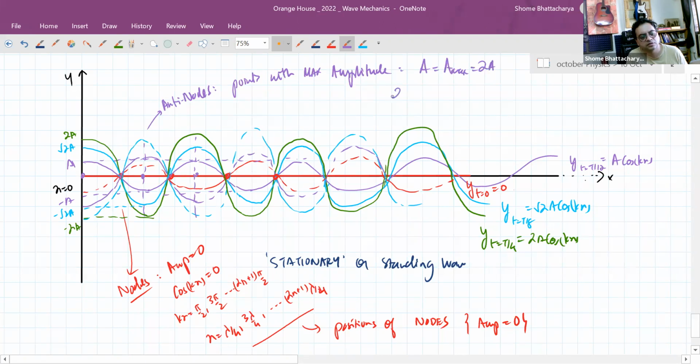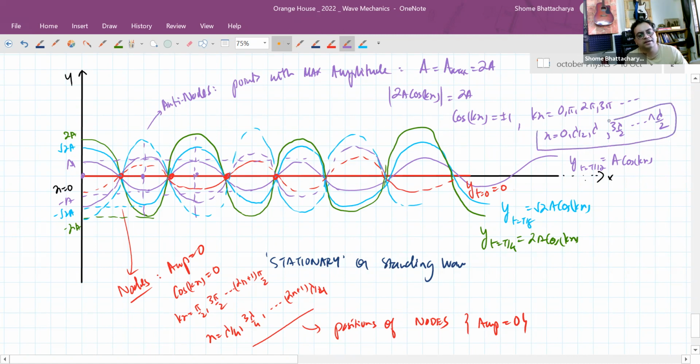So this basically happens when 2a cos kx is equal to 2a. So cos kx is equal to plus or minus 1. So correspondingly, kx is equal to 0, pi, 2 pi, 3 pi, etc. So x is equal to 0, lambda by 2, lambda, then 3 lambda by 2. In general, n lambda by 2. So these are the position of the so-called antinodes. And these are the position of the nodes.